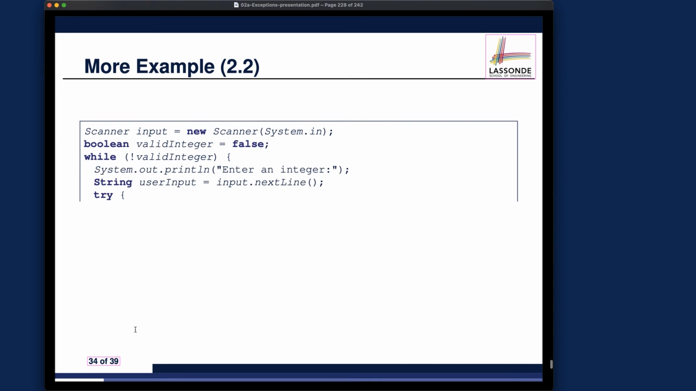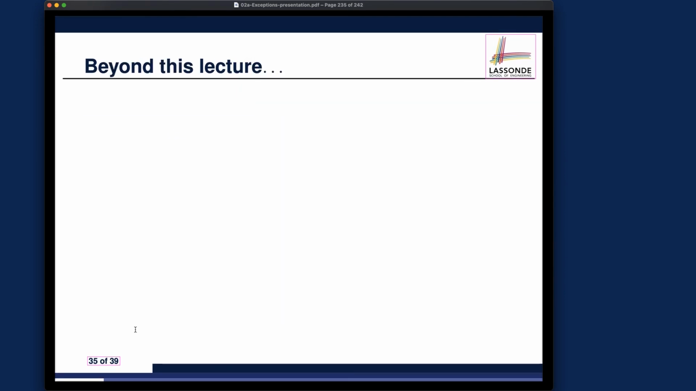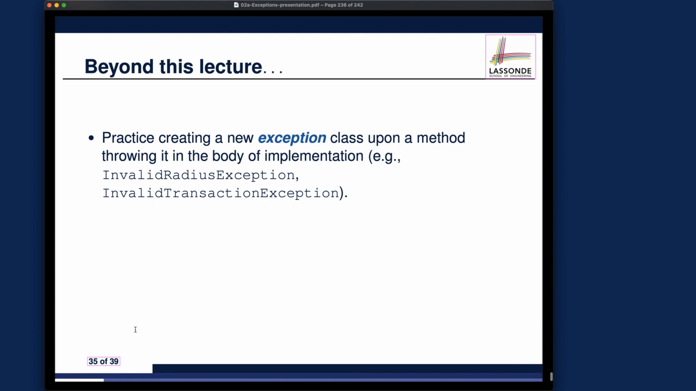Okay, so that's about the example I just showed to you in detail. And beyond this lecture, that's the final point I would like to mention. What should you do beyond this lecture to really reinforce your understanding? I want you to practice creating a new exception class upon a method, throwing it in the body of an implementation, like the ones we showed in version 1, version 2, version 3, and also the circle and the bank. You've got many examples there to try. For example, invalid radius exception, and also invalid transaction exception.